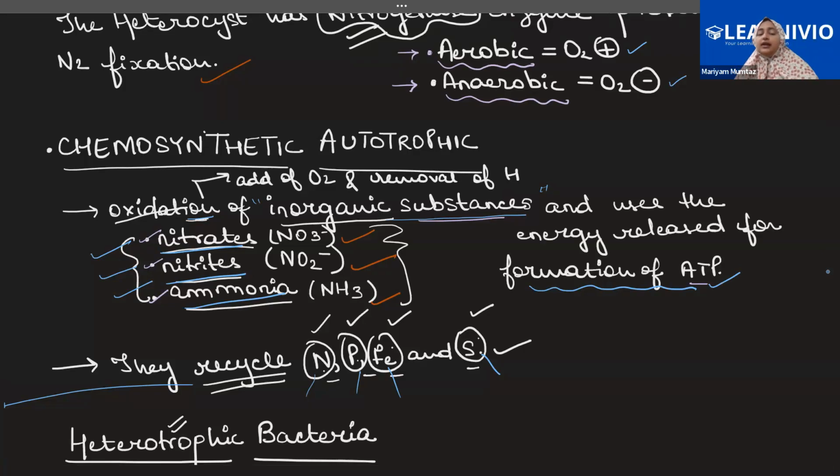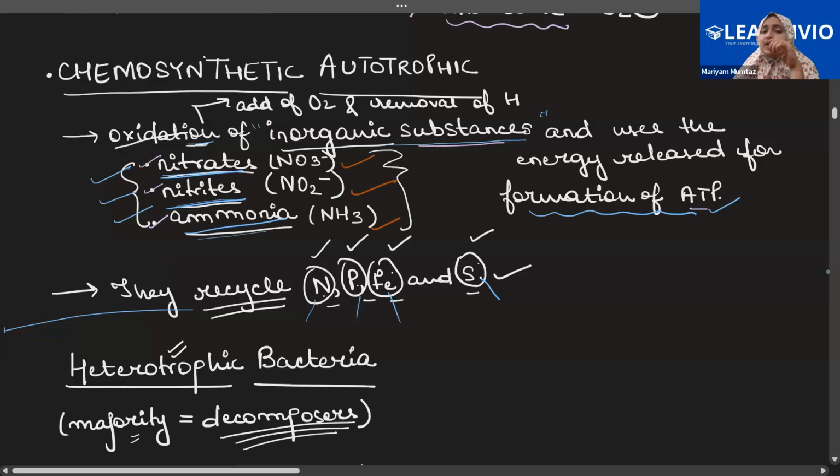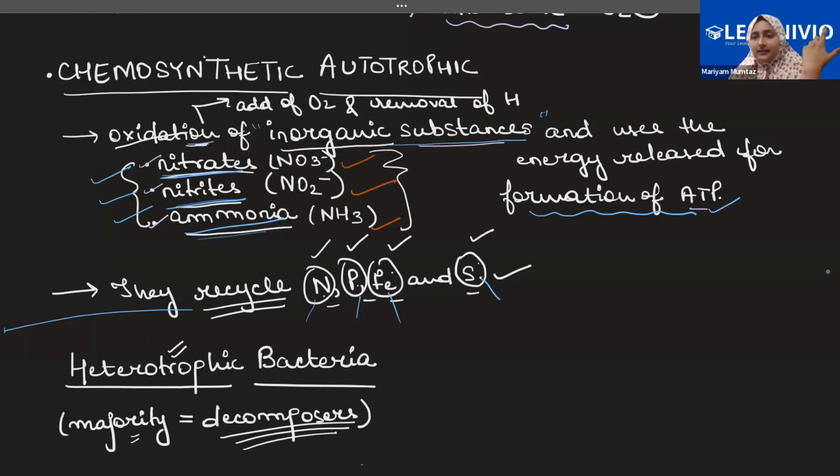So here, instead of light, certain chemicals are used. And those chemicals are inorganic substances, such as nitrates, nitrites, and ammonia. Okay, meaning these things are used for making their food. Apart from that, since they use inorganic substances, they in one way are recycling, isn't it? Because they're using it, changing it into some other form. That is recycling.